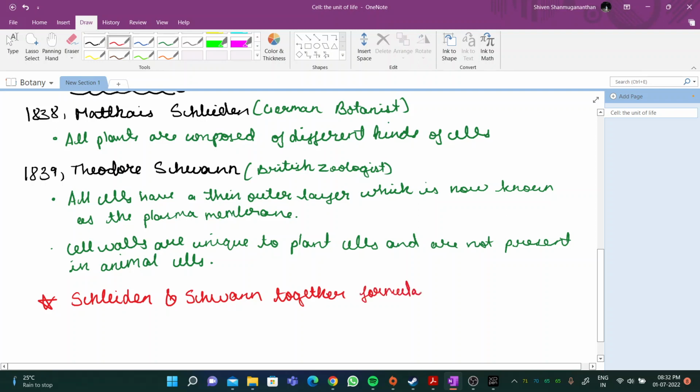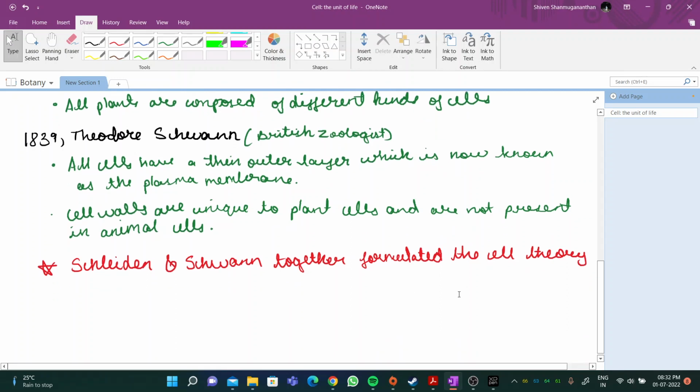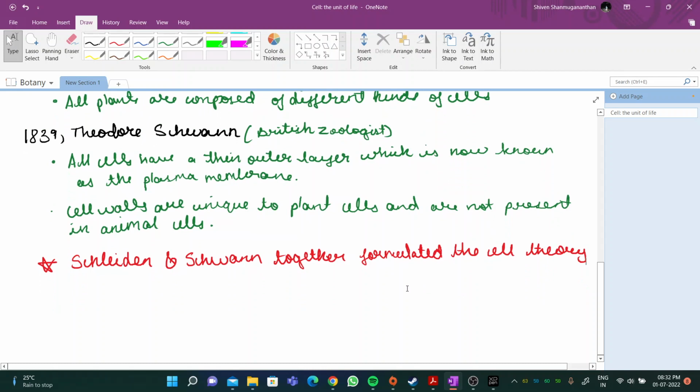Formulated the cell theory. Now, they explained all of the stuff, but one thing they failed to explain or didn't mention was how new cells were formed. Now, to fix this error, the new man, Rudolf Virchow, came in 1855.